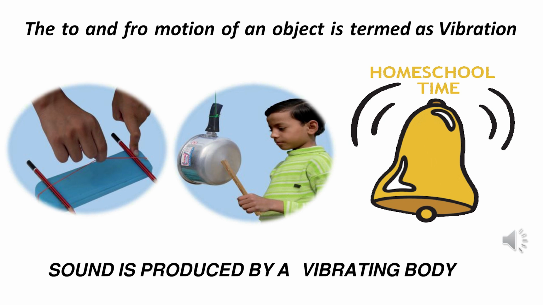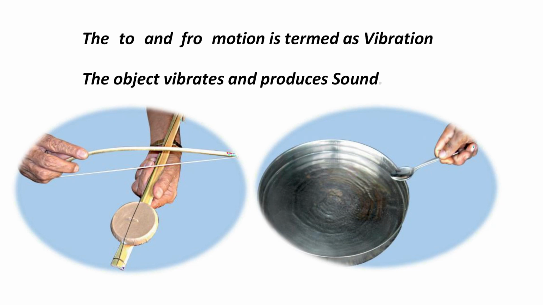In all the scenarios, we can observe the vibrating object has a to and fro motion. So, the to and fro motion of an object is termed as vibration. So, sound is produced by a vibrating body. That is the thing we have to confine: if a vibrating body is there, we shall get sound. The to and fro motion of a body is termed as vibration. You can see here.